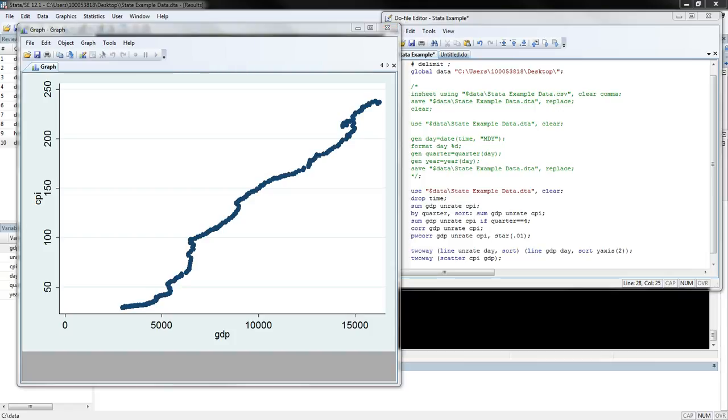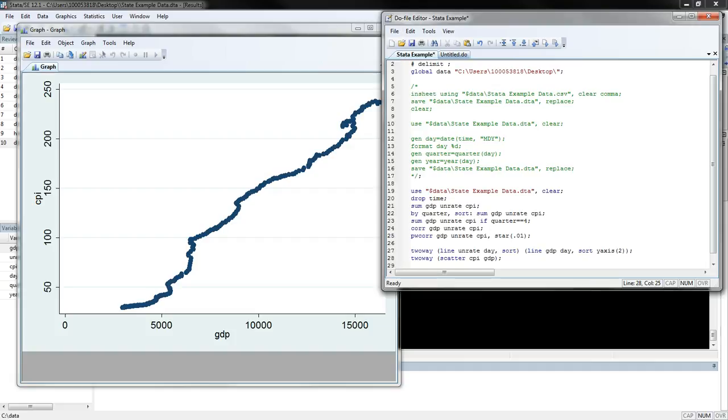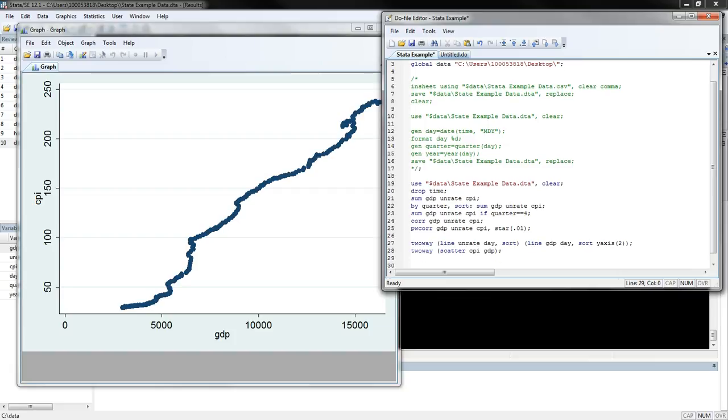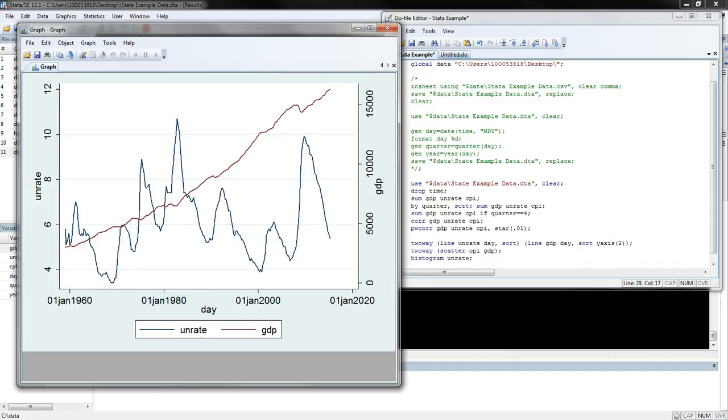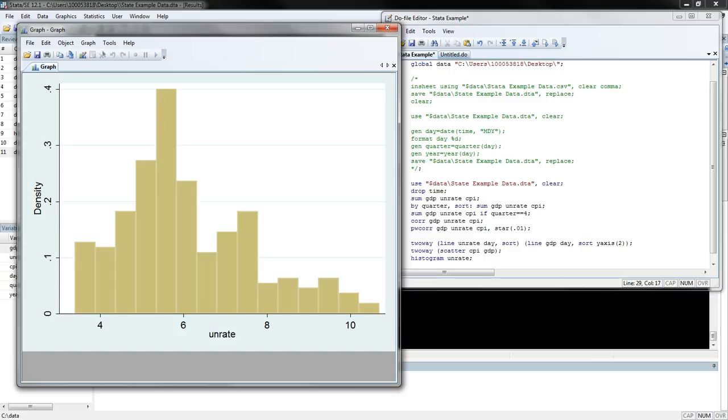The last thing that we may want to do is look at a histogram. So how does the unemployment rate stack up versus itself? Are there very abnormal unemployment rates, and is there something that's typically at a very high probability? So to get a histogram, we just type in histogram, and we'll put UN rate. We'll go ahead and run this, and this is what we see.